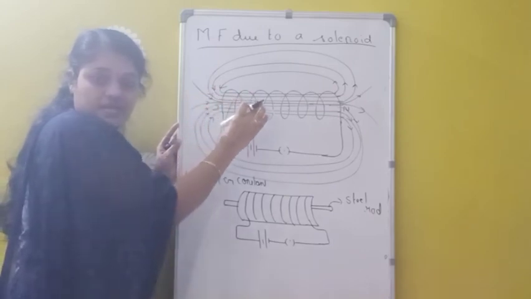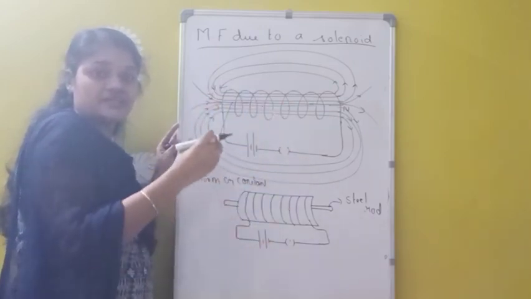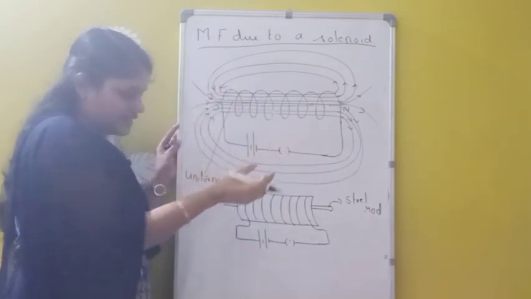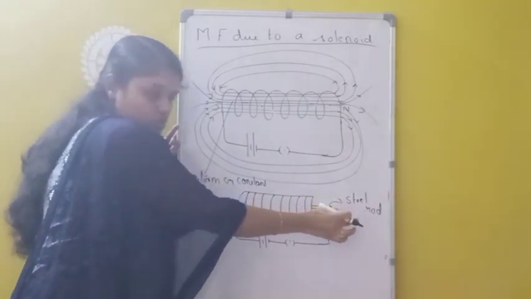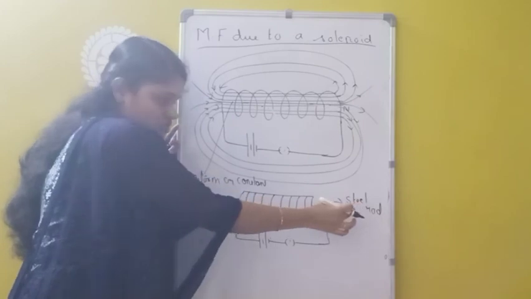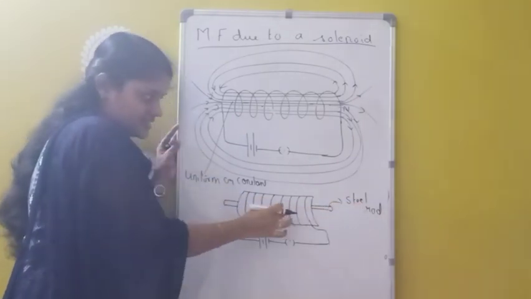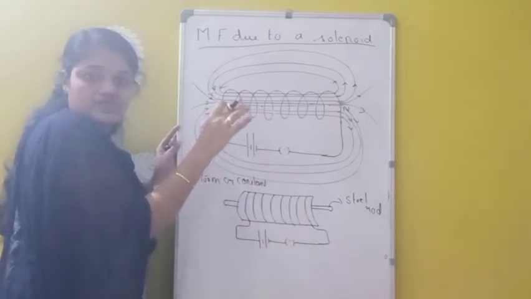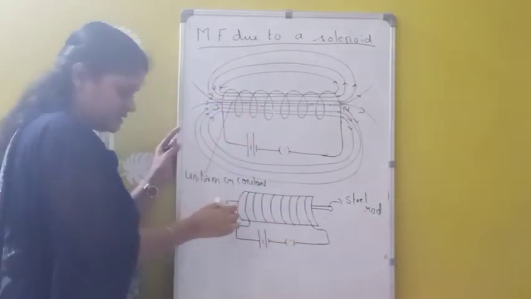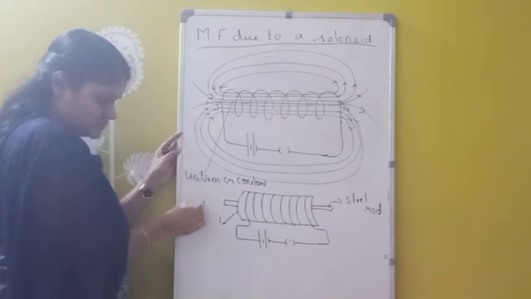I told you, inside the solenoid there is a strong magnetic field, and this strong magnetic field inside a solenoid can be utilized to magnetize a soft iron core. Here inside the solenoid we are inserting a soft iron core. Here we are inserting a steel rod. When we insert a steel rod inside this solenoid, the strength can be increased and thereby we can produce an electromagnet. So this is called the electromagnet.